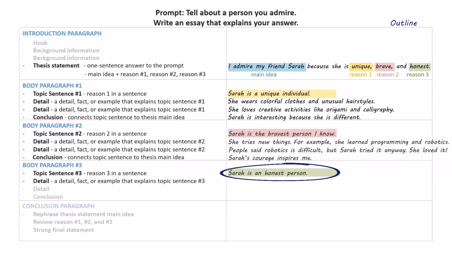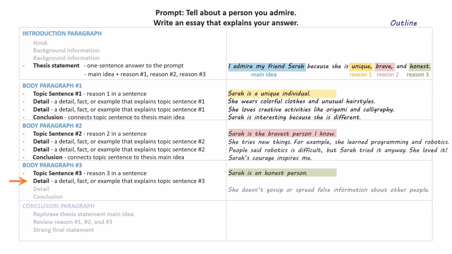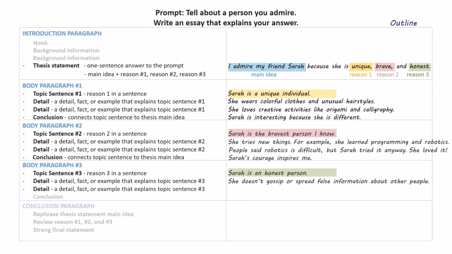Now we need to write detail sentences that explain or prove that this is true. For detail sentence 1, I wrote, she doesn't gossip or spread false information about other people. This is a simple fact, but it clearly explains why we feel that Sarah is honest. And now detail sentence 2. Sarah is dependable. If she says she will do something, she does it.